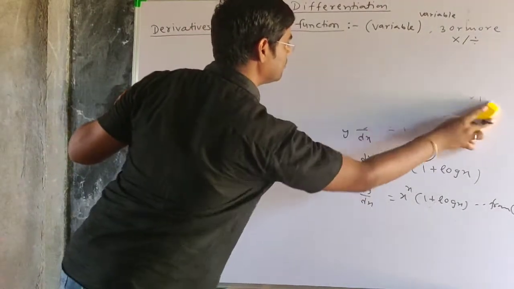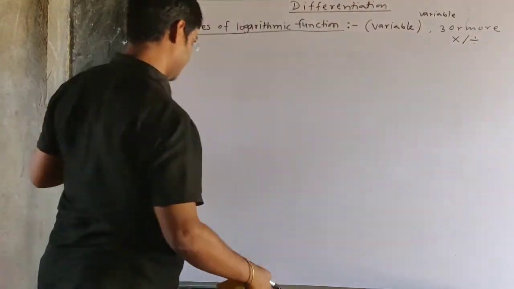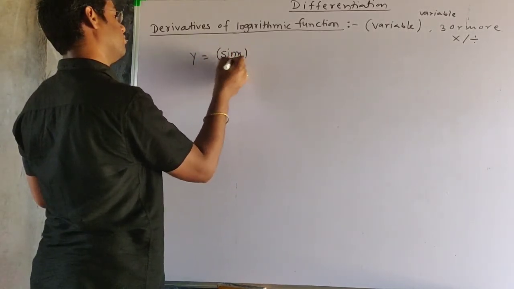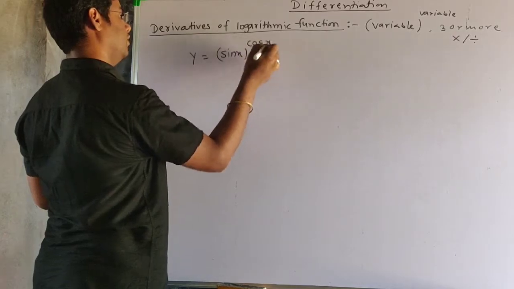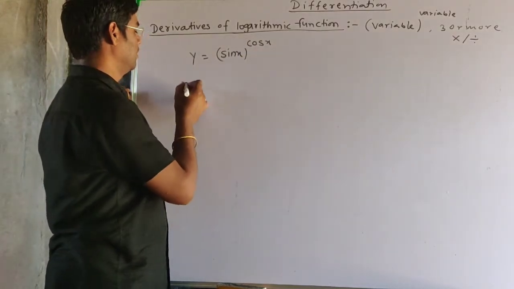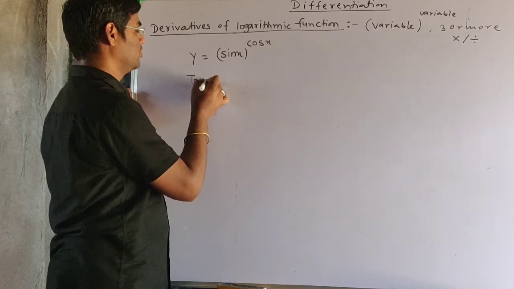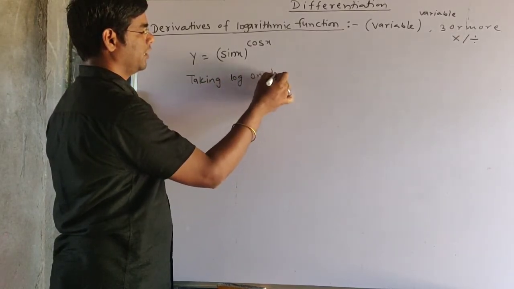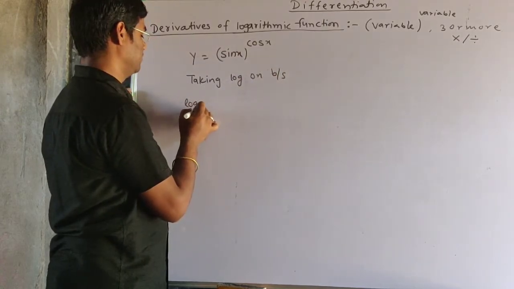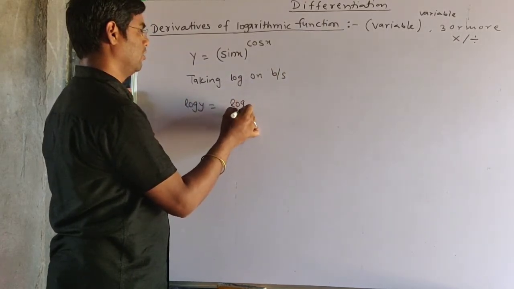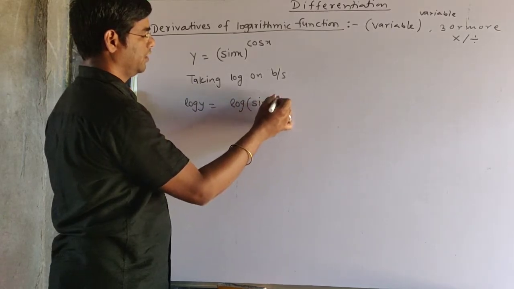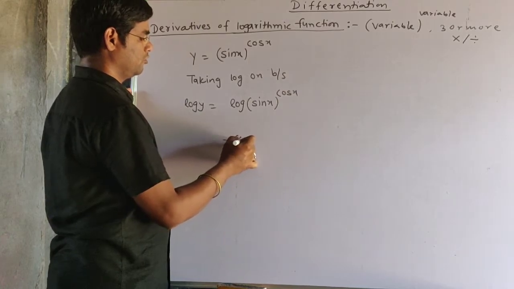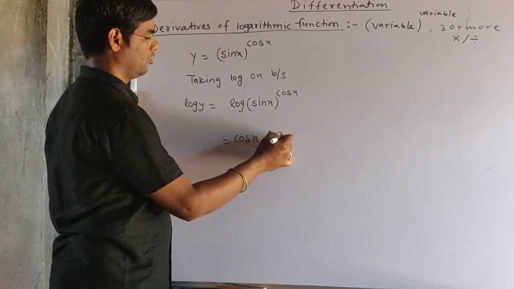Suppose we have sin x raised to cos x. Here we have variable raised to variable. Then the last option is what? Taking log on both the sides only. So apply log on both the sides. When you apply log on both the sides, it is log of sin x raised to cos x, and apply the exponent law. So this is cos x into log of sin x.